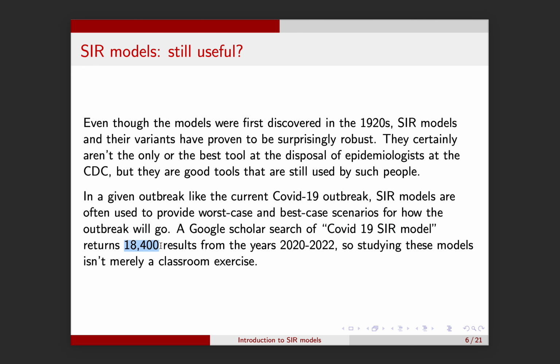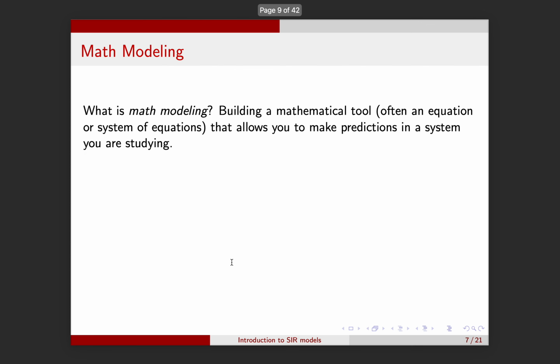So this is not just like an academic exercise showing you these models. It's not a historical tidbit or something. You know how textbooks sometimes have those historical side notes or whatever, and sometimes those are interesting, but not particularly useful. This is both interesting and useful. This is not a historical side note.